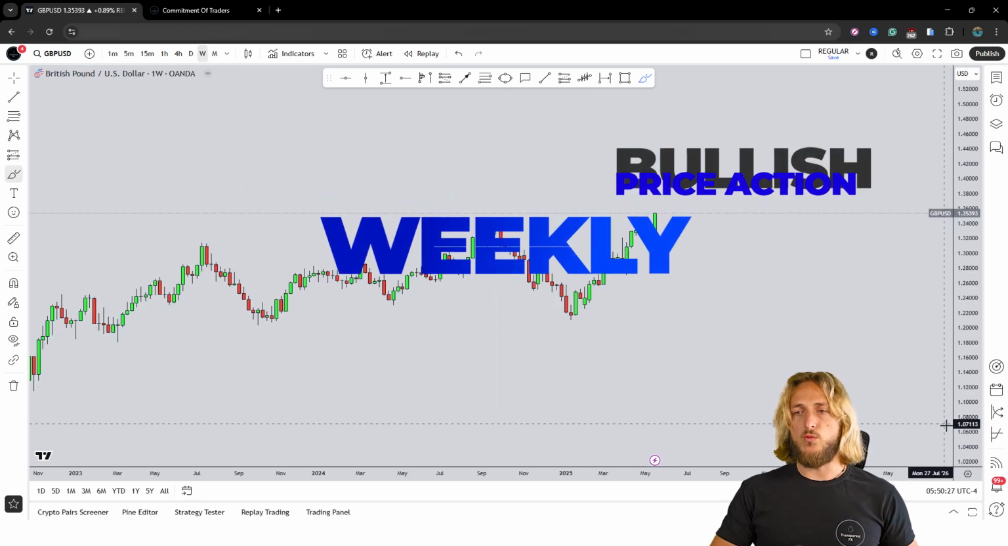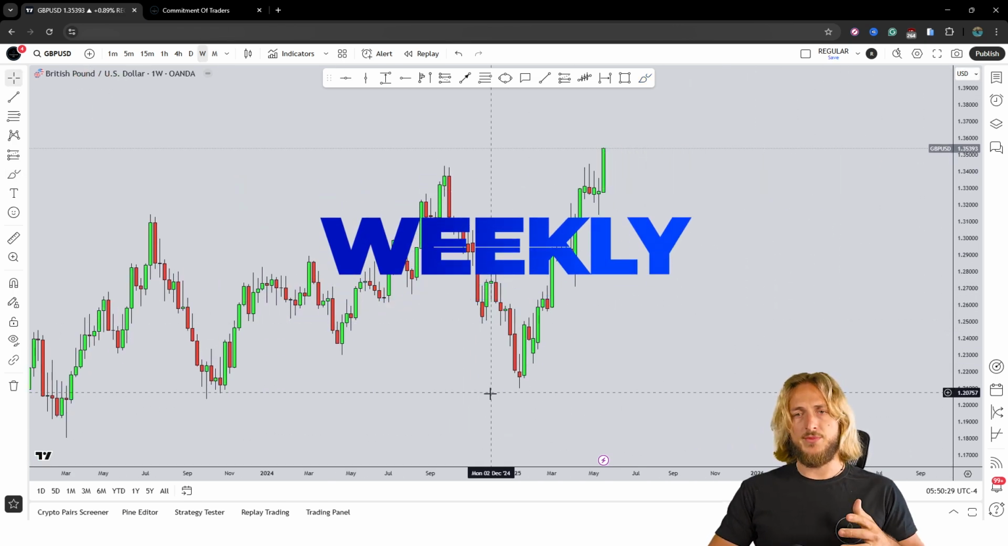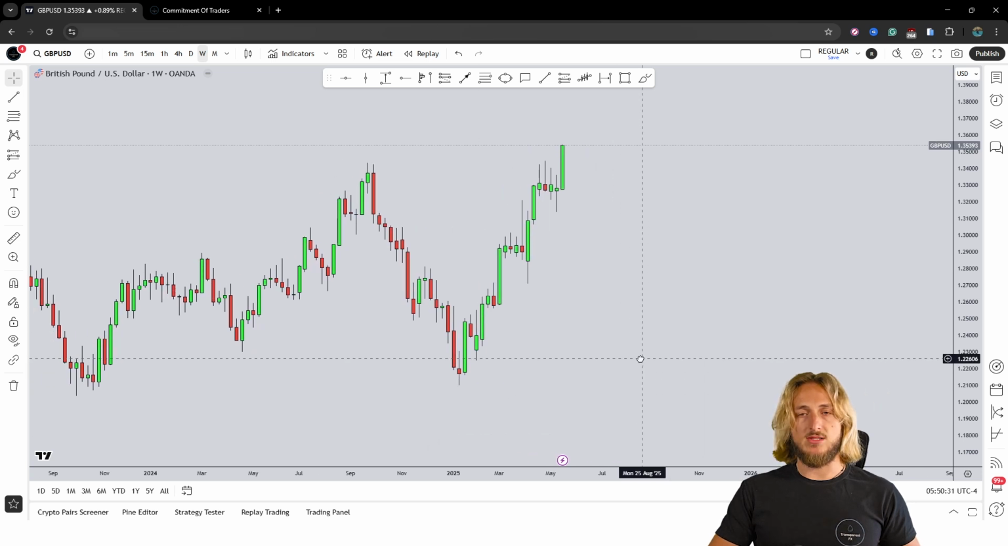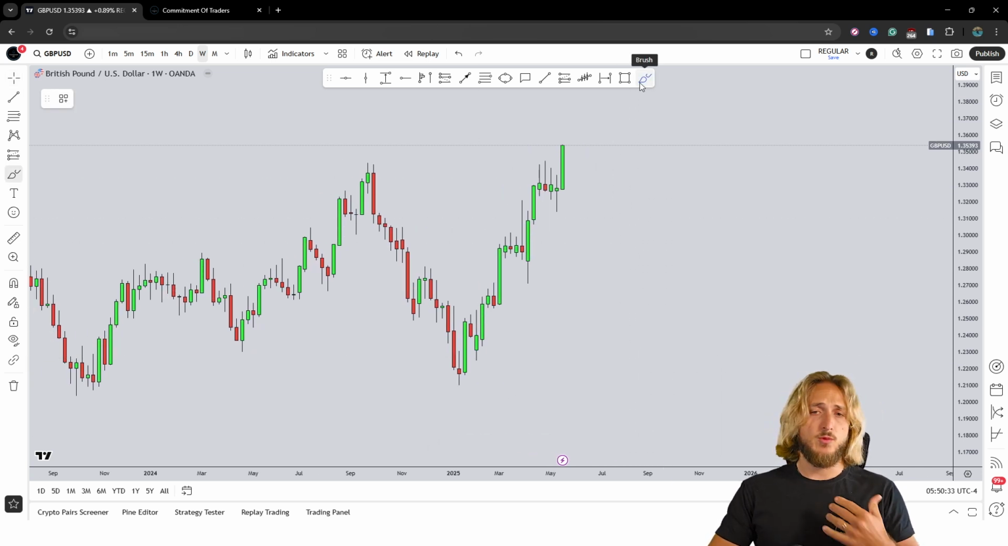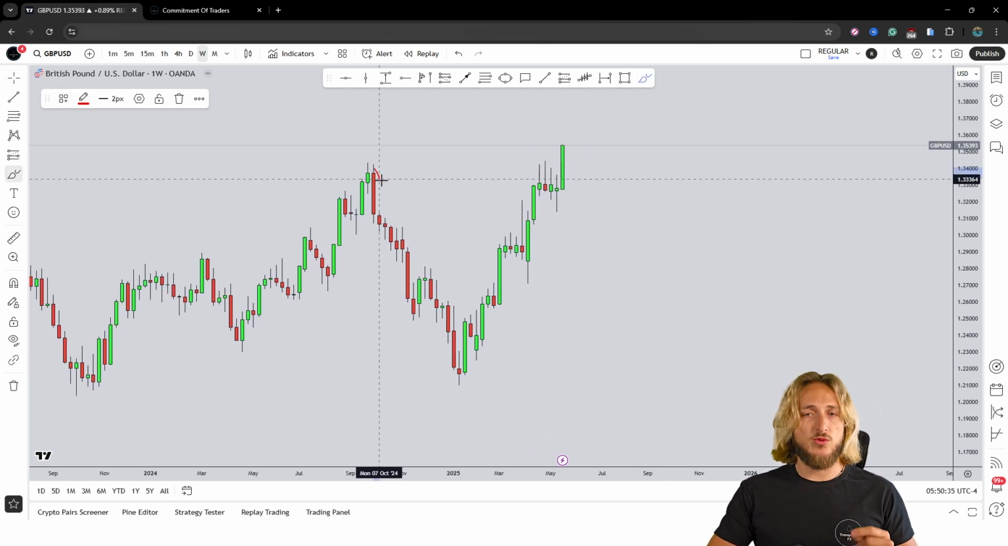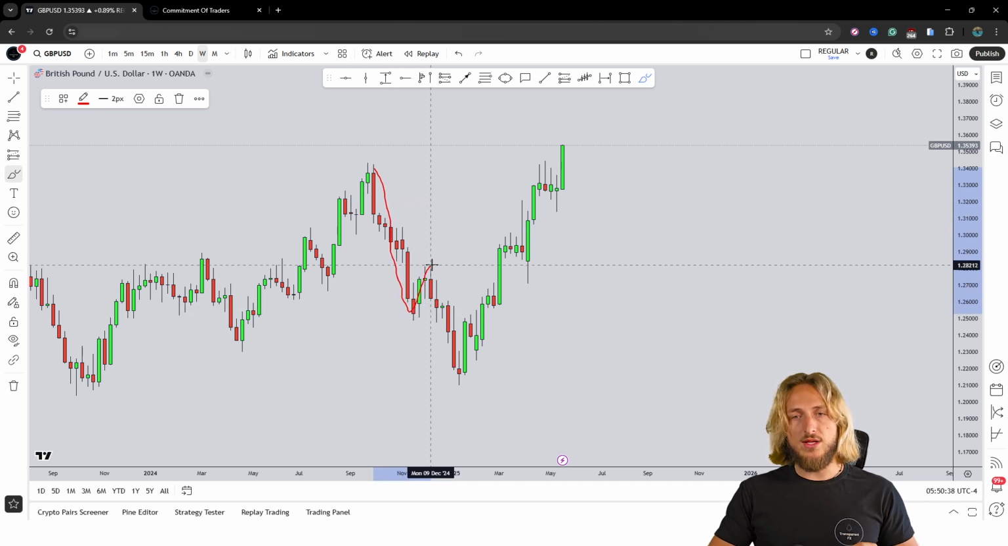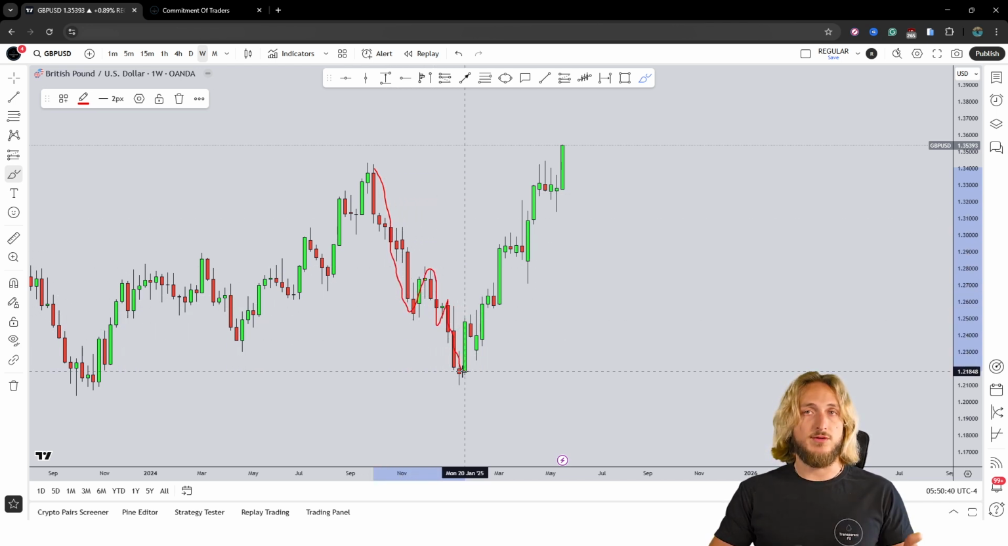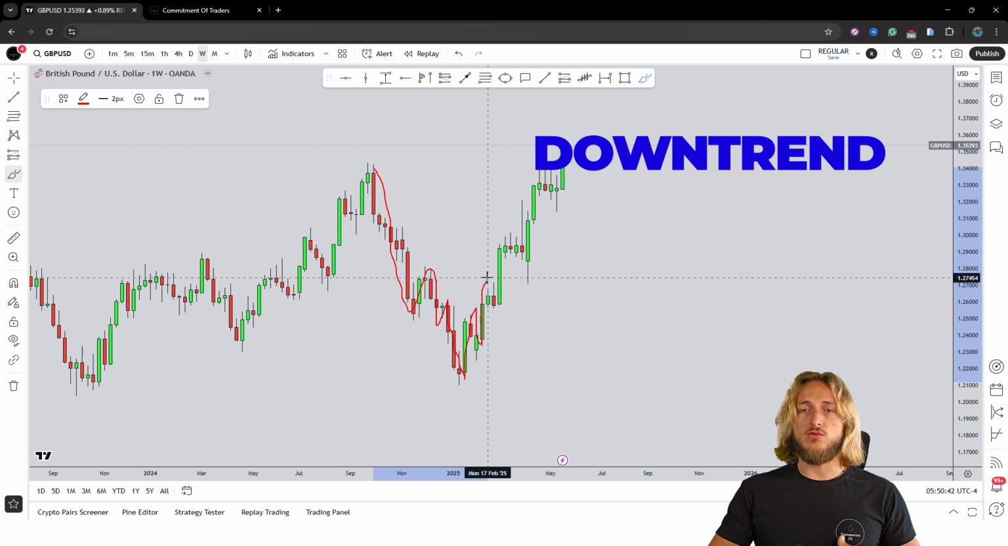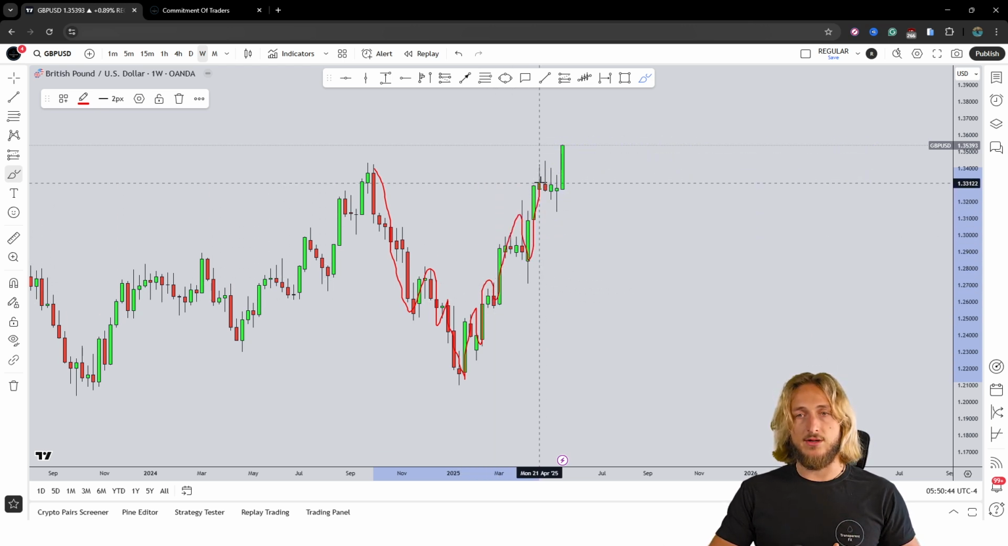Let's drop down on the weekly time frame and see what we have. Now, from a weekly standpoint, the price action is very clear. We had a perfect inversion of trend. The market went from the creation of weekly lower lows and lower highs, the definition of a downtrend, to now the creation of higher highs and higher lows.